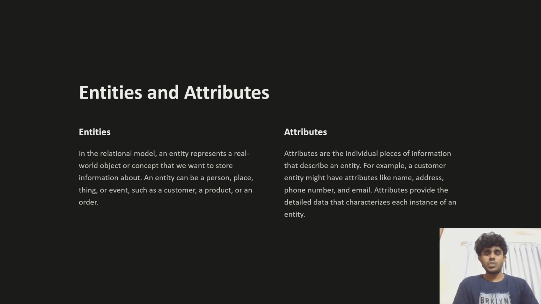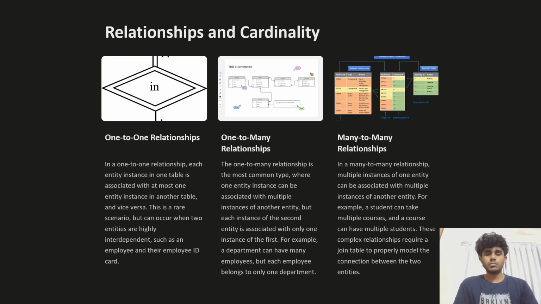For example, a customer entity might have attributes like name, address, phone number, and email. Attributes provide the detailed data that characterizes each instance of an entity. Relationships and cardinality.